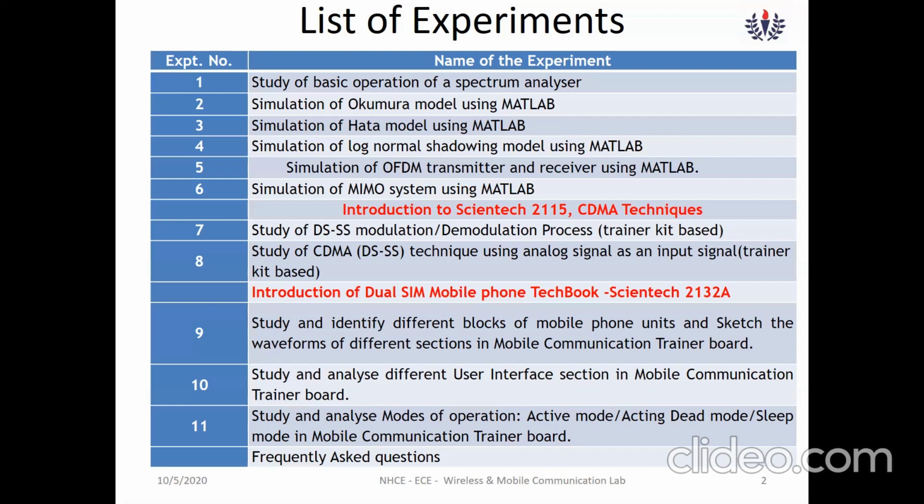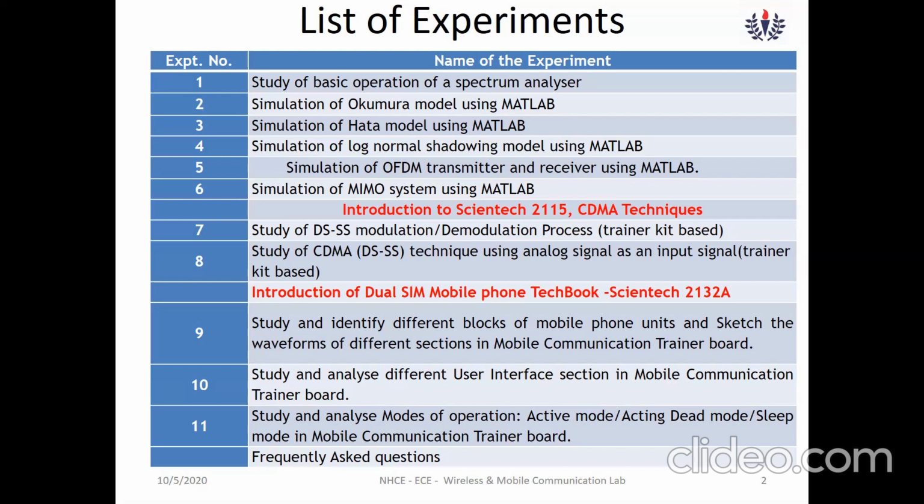As I said, the 7th and 8th experiments will explain briefly the code division multiple access technique, which makes use of a certain pattern of code. We will be able to ensure secure communication between transmitter and receiver.